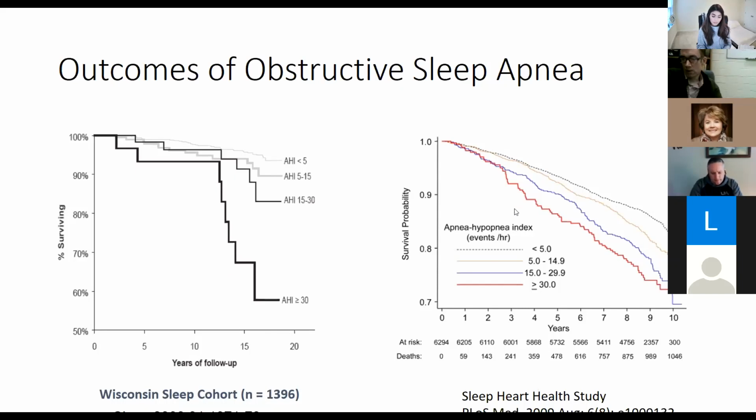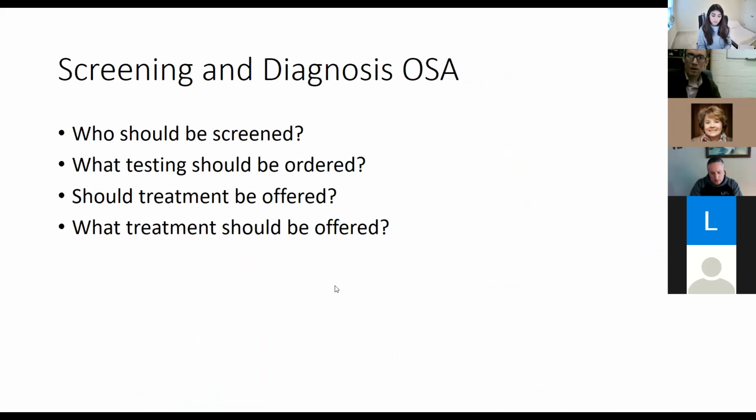On the right here, this is from the Sleep Heart Health Study, another big cohort. I think it was about 6,000 some patients. And again, you really started seeing upticks in mortality with that moderate degree of obstructive sleep apnea, and certainly with severe obstructive sleep apnea. So I think most people know that sleep apnea is bad and can lead to adverse health outcomes, but where we struggle sometimes is: who should be screened, what testing should be offered or ordered, what treatment should be offered, and then what type of treatment should be offered.